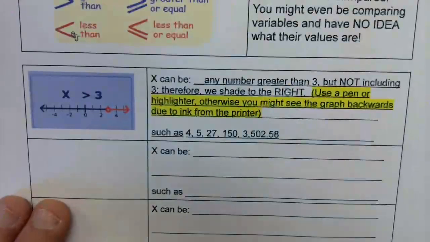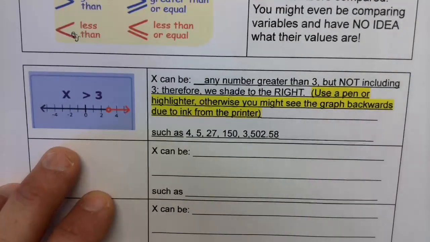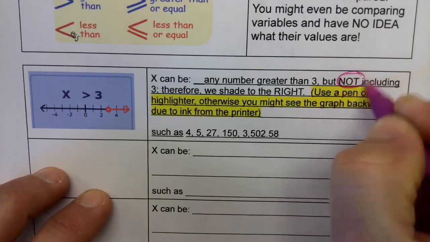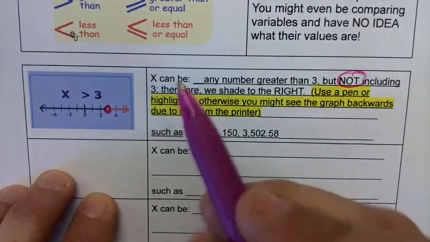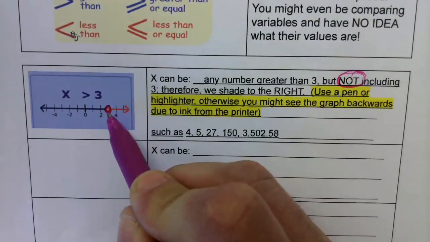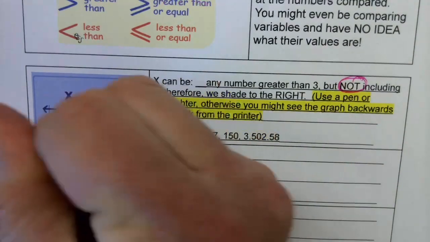Now, what are these going to look like on the number line? I've given you the first one. Any number greater than 3, but not including 3. What I want to emphasize in this one that's already done for you is that it's an open circle. It's empty there. 3 is not included.